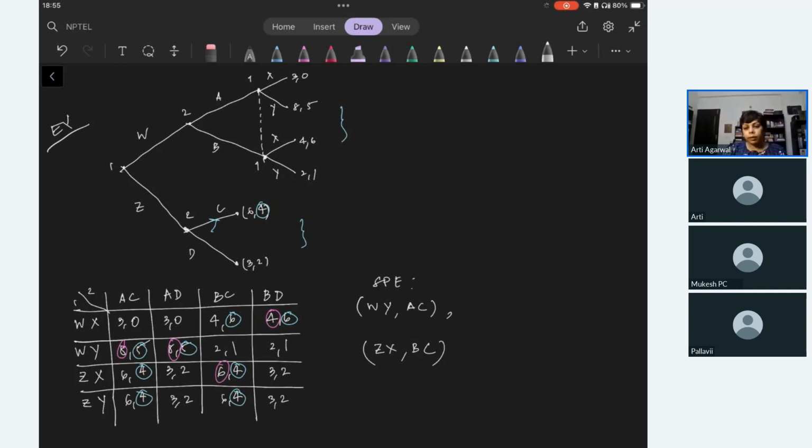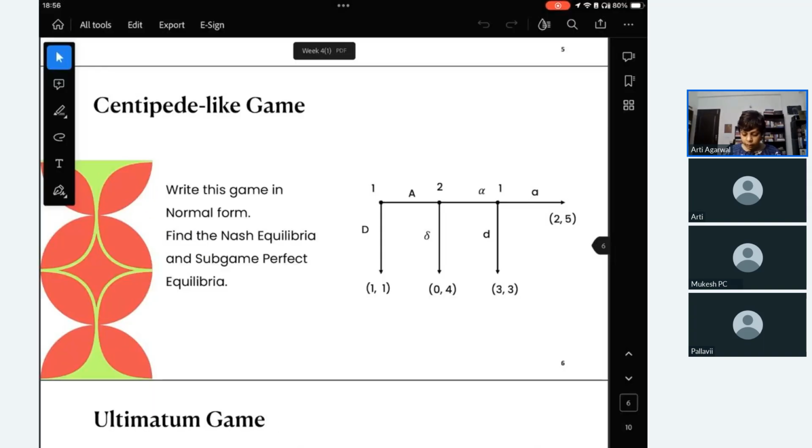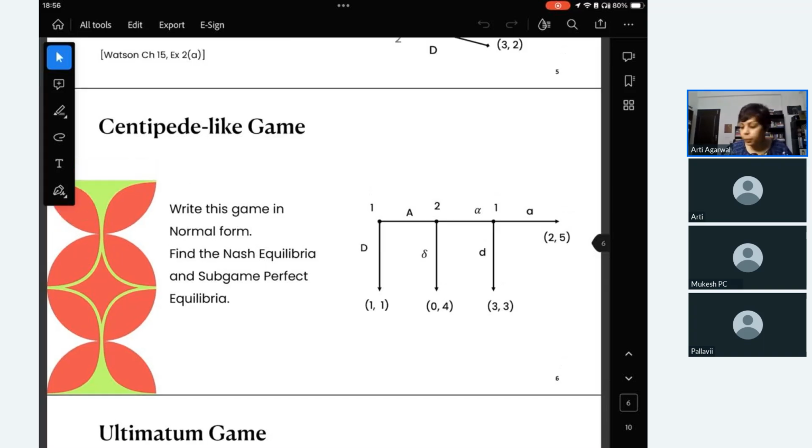Okay, so if it is clear, then I'm going to take a short break here. We'll take a 5-10 minute break. In the meantime, you can look at the Centipede game or Centipede-like game. It is a Centipede game, except that in a Centipede game, you generally have many more decision nodes, and this is one with fewer.